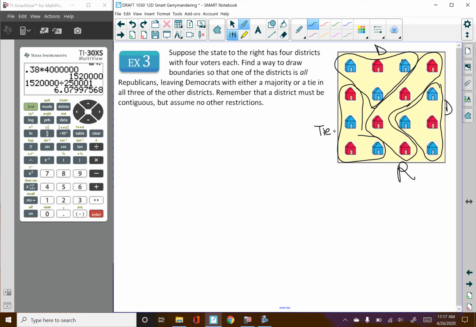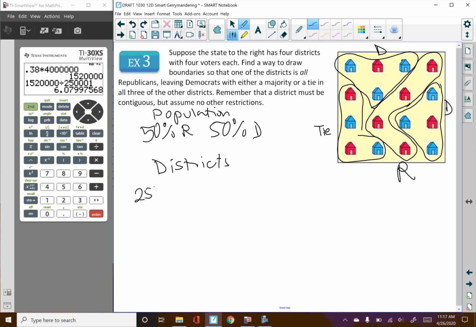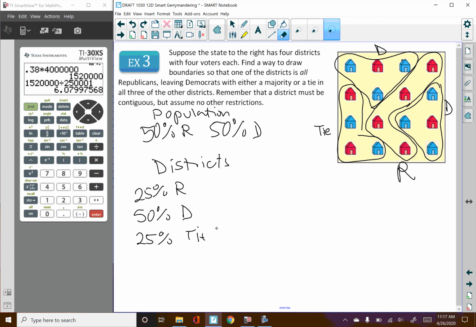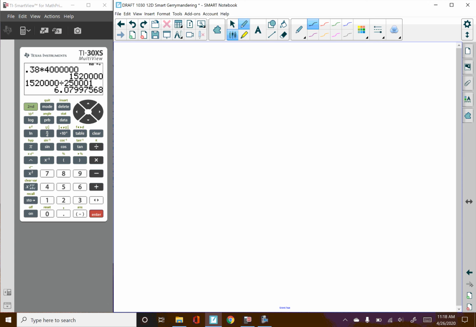So even though this population is 50-50, we were able to draw districts so that we have 25% Republican, 50% Democrat, and 25% tie. How you draw your districts really can affect what sort of political representation your state gets, and that is gerrymandering. So let me know what homework questions come up.